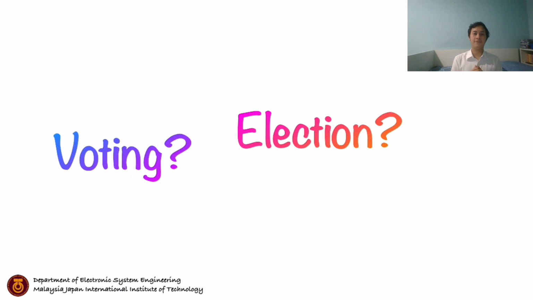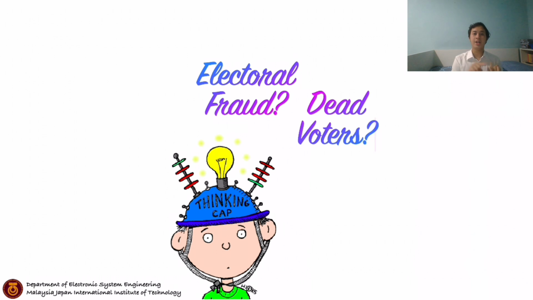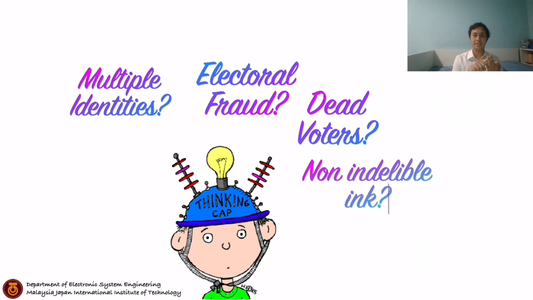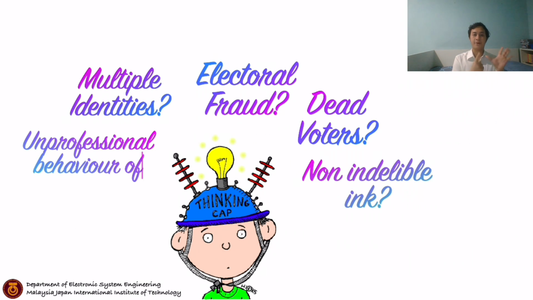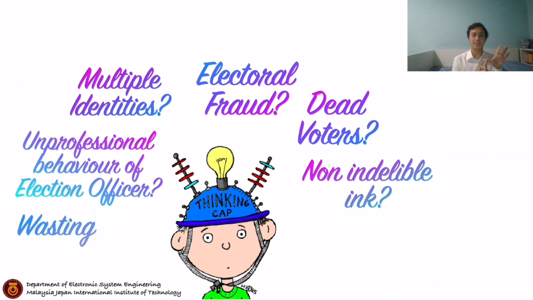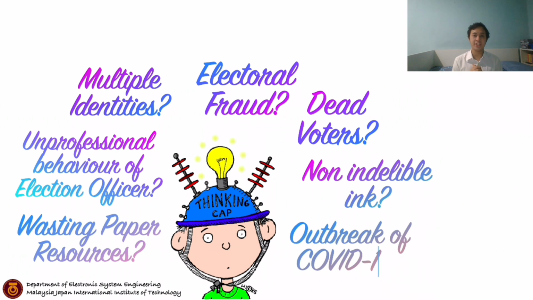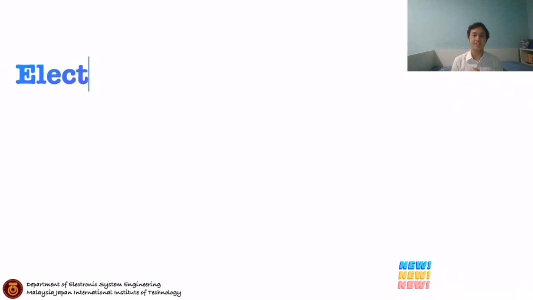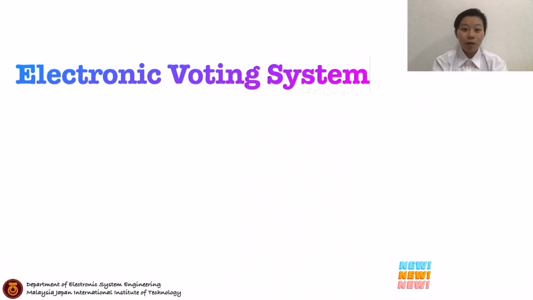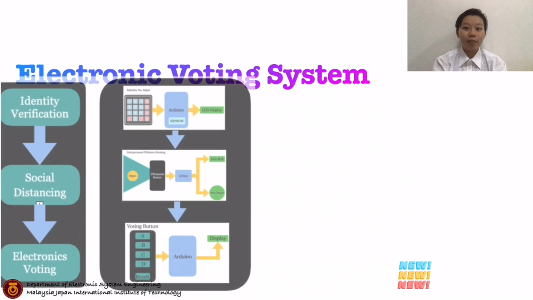When we talk about voting or election in Malaysia, what will you think about? Electoral fraud, dead voters, multiple identities, no indelible ink, unprofessional behaviours of election commission officers, wasting paper resources, or what recently happened in the Sabah election which caused the outbreak of COVID-19. To solve all these problems, here we introduce you a brand new electronic voting system.